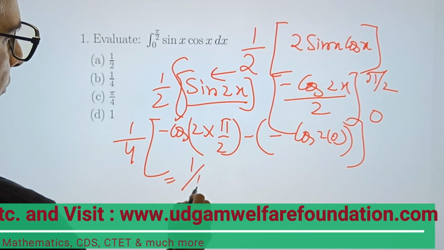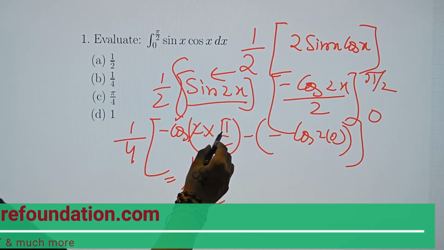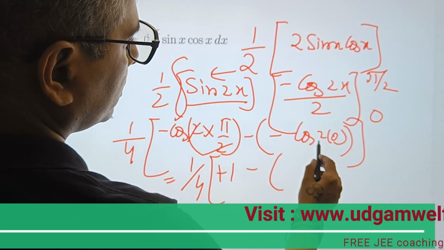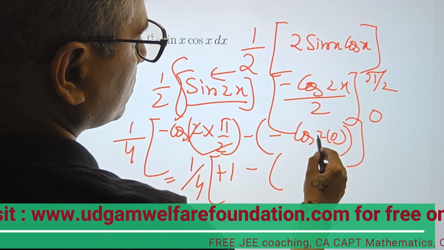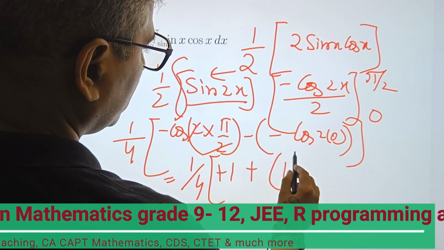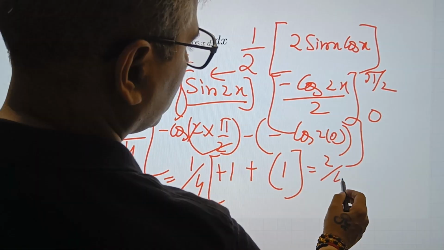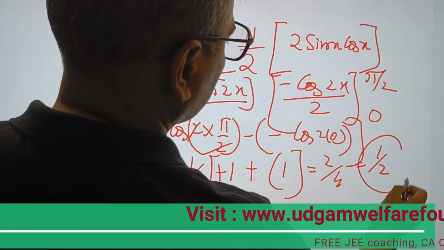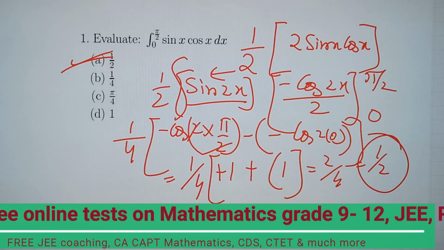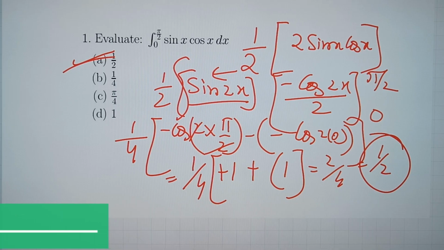This will give you 1 by 4. This is going to give you cos pi. Cos pi is minus 1. Minus minus is plus, so plus 1, minus cos 0. Cos 0 is 1. Again minus 1 plus 1, so this will give you plus 1. So 1 plus 1 is 2. So 2 by 4 is what? 1 by 2. So this is your answer, that is 1 by 2. So option number A is our correct answer here. Very simple. Now let's move towards question number 2.